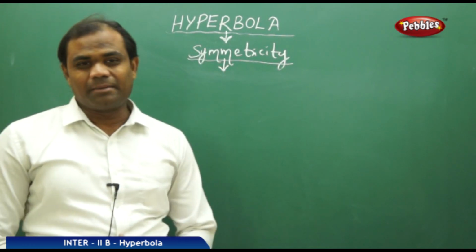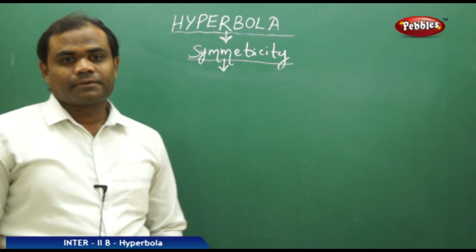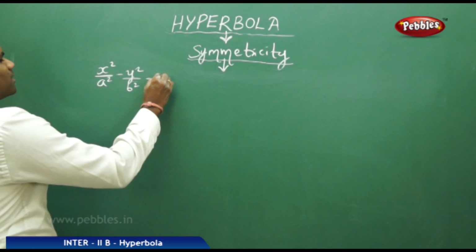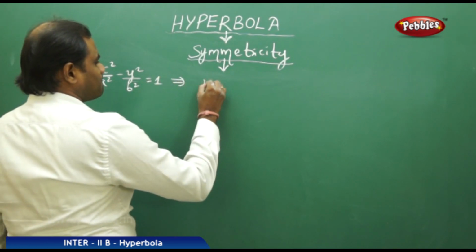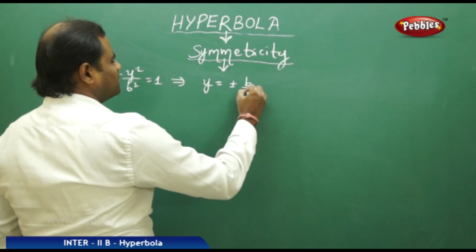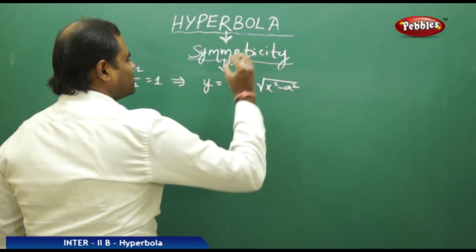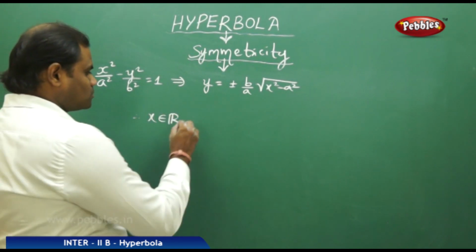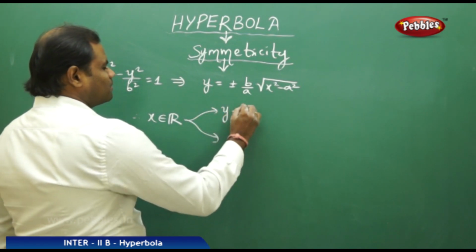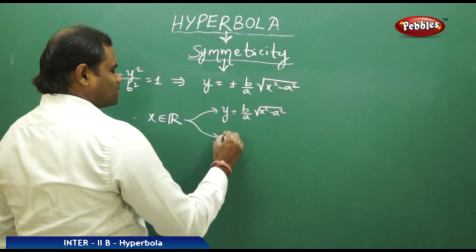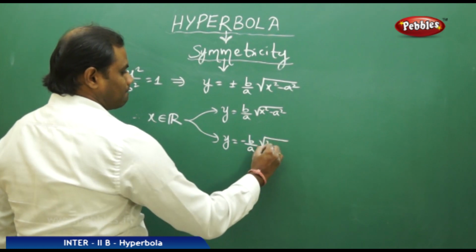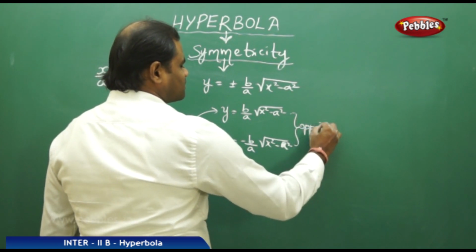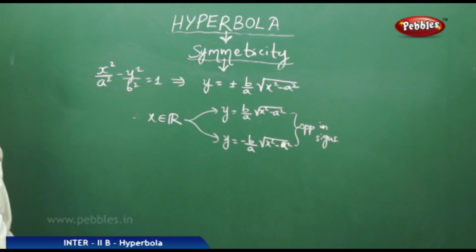Now let's see the symmetricity of the hyperbola, connected with x-axis initially. For example, I have the standard equation of the hyperbola as x squared by a squared minus y squared by b squared equals 1, which implies y is given by plus or minus b by a root of x squared minus a squared. Therefore, for every real x there correspond 2 y values, one given by plus and the other given by minus, and these two are opposite in sign. That is how we understand the corresponding values.